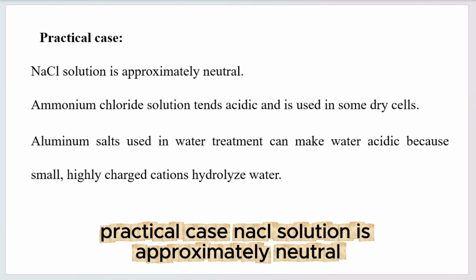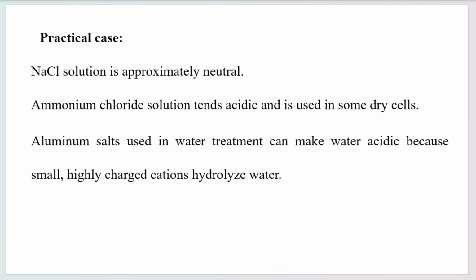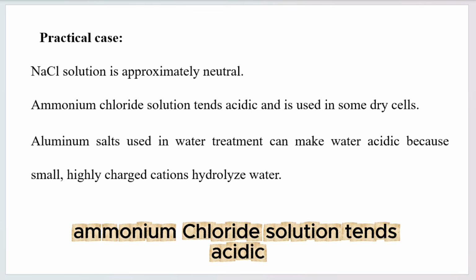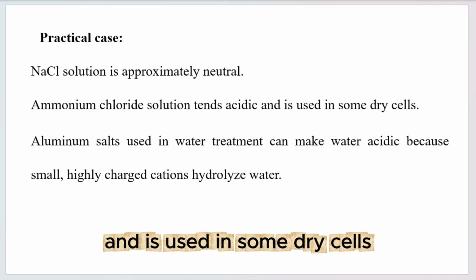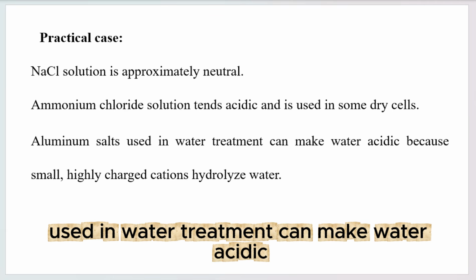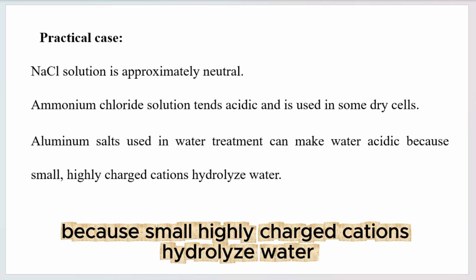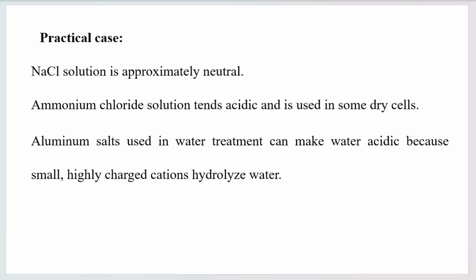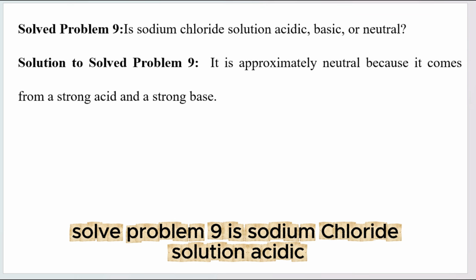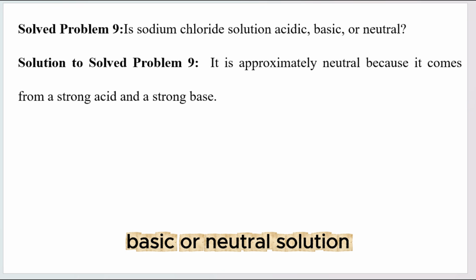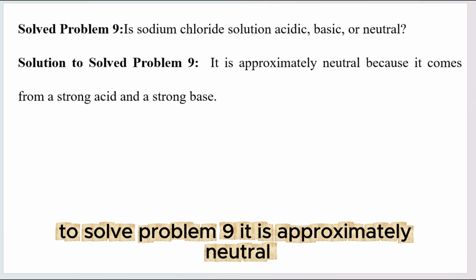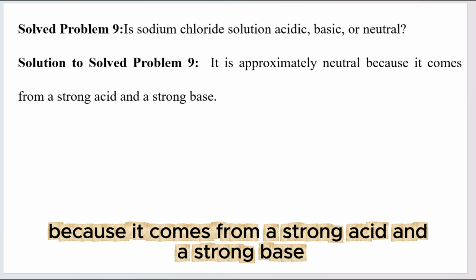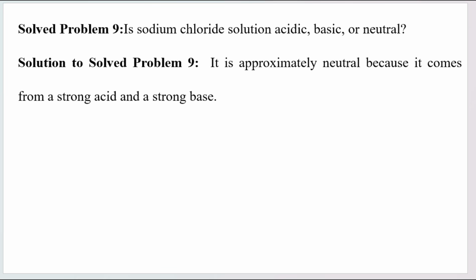Practical case: NaCl solution is approximately neutral. Ammonium chloride solution tends acidic and is used in some dry cells. Aluminium salts used in water treatment can make water acidic because small, highly charged cations hydrolyze water. Solved problem 9. Is sodium chloride solution acidic, basic, or neutral? Solution to solved problem 9. It is approximately neutral because it comes from a strong acid and a strong base.